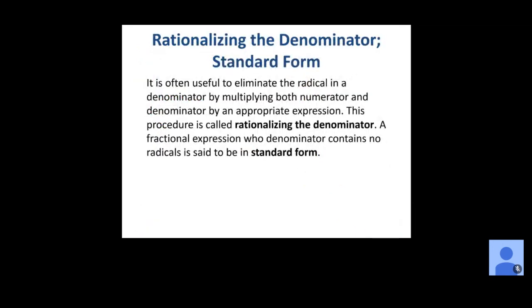All right. Now, rationalizing denominators. Okay, so it's going to be useful in a lot of cases to eliminate radicals that are in our denominators. So what we're going to do in that case is we're going to multiply numerator and denominator of our fraction by an appropriate expression, right? A lot of times it's just going to be whatever we have in the denominator, but you'll see some cases where that's not what we actually do. But that's going to be what we call standard form once we do that.